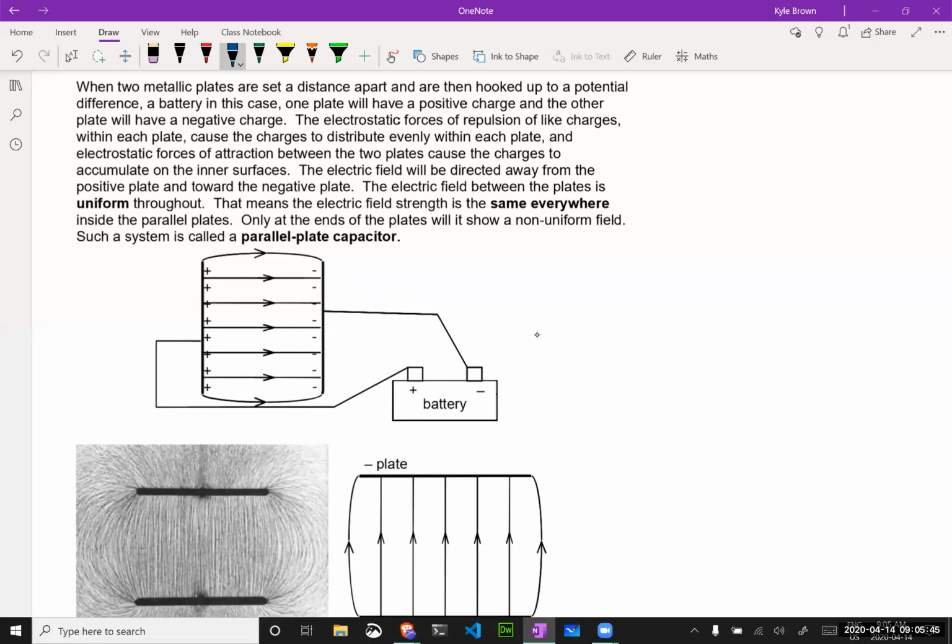Now the voltage as well. The voltage is going to be the voltage from one plate to the other plate. So that's going to be your change in voltage, from one end to the other.